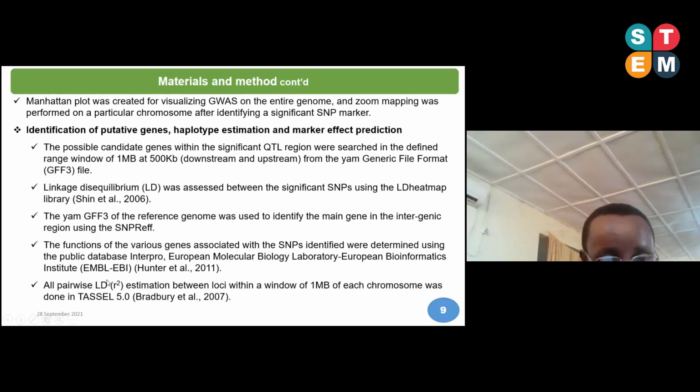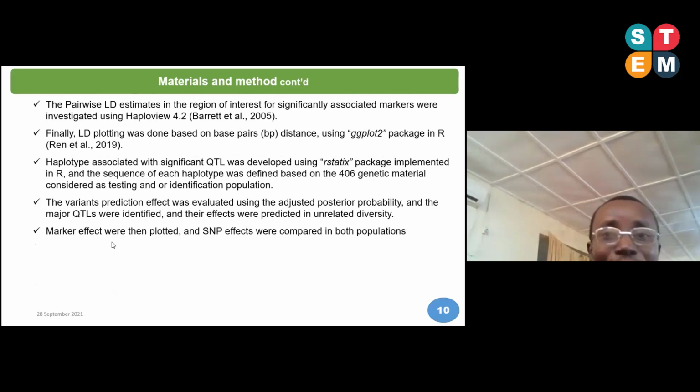So all pairwise linkage disequilibrium estimation between loci within a window of each of these was also done in Intercell 5.0. So these are also the other things that we did.